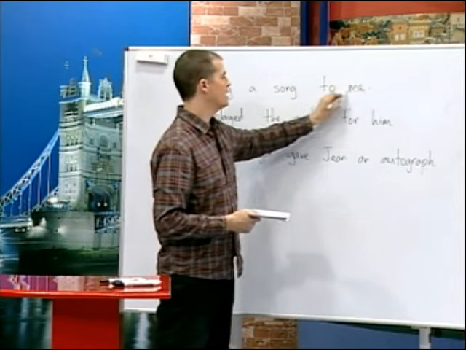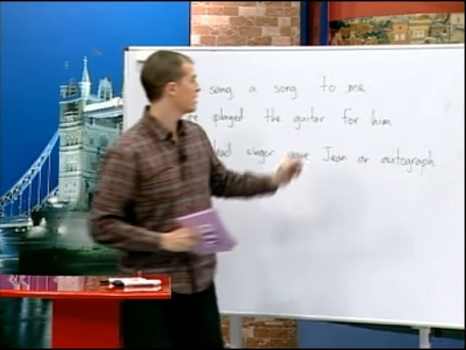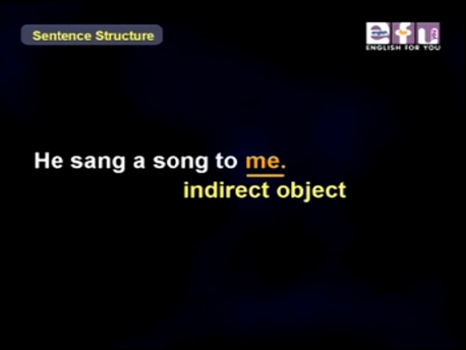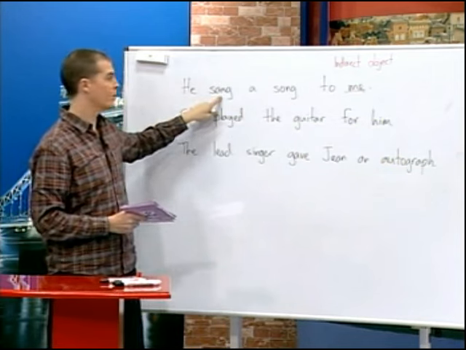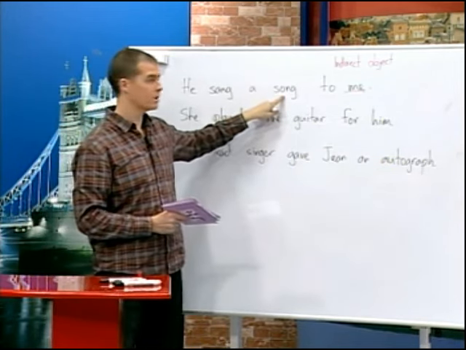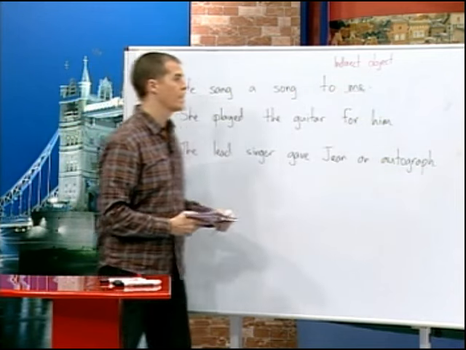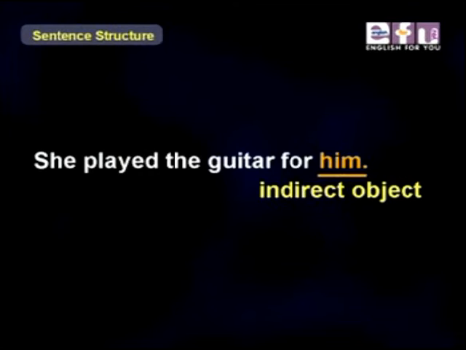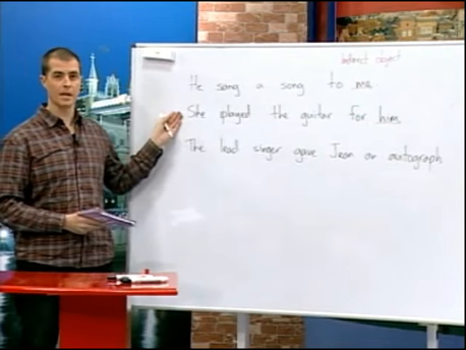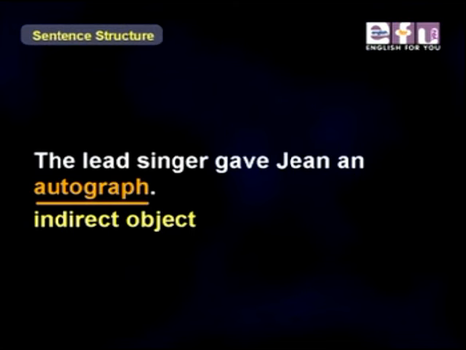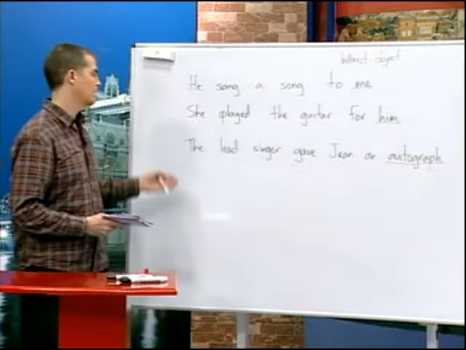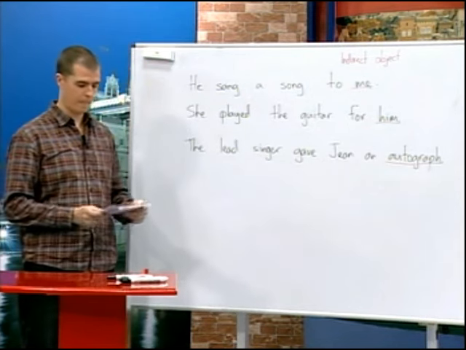In the first sentence, me is the indirect object. We have he, subject, sang, verb, song, direct object, to me, indirect object. The second sentence, indirect object is him. She played the guitar for him. In the third sentence, the indirect object is an autograph. The lead singer gave Jean an autograph.